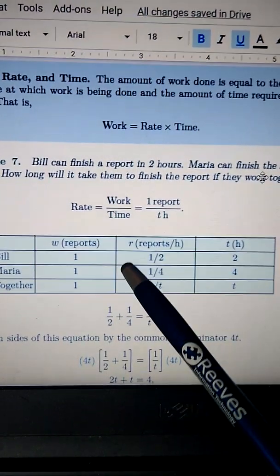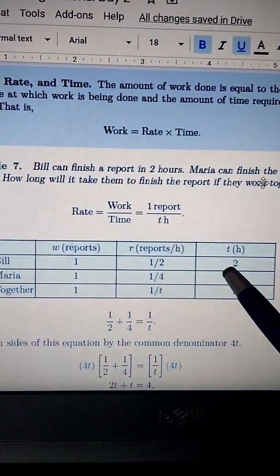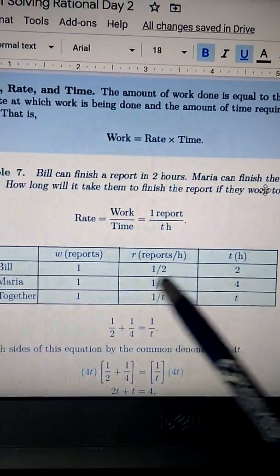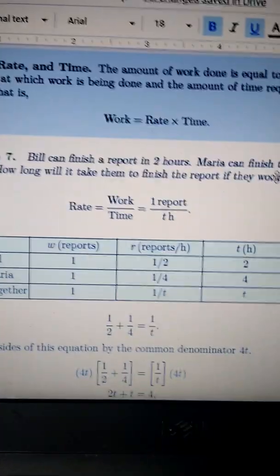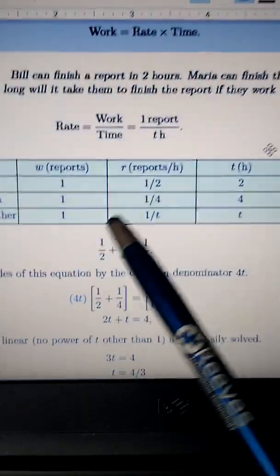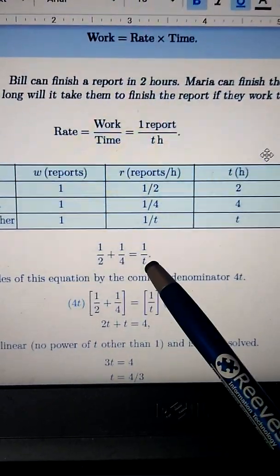So rate would be work divided by time. So 1 divided by 2 is 1/2. 1 divided by 4 is 1/4. 1 divided by t is 1 over t. So we have this equation, 1/2 plus 1/4 equals 1 over t.